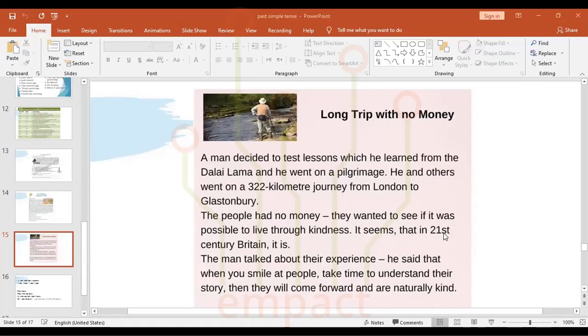It seems that in 21st, and it's not 21, okay, because we have "st" after one, so we should say 21st century Britain, it is. The man talked about their experience. He said that when you smile at people, take time to understand their story, then they will come forward and are naturally kind. Okay? I have only one student who raised her hand, and I think it's Fairuz. Yes, Fairuz, you can start.